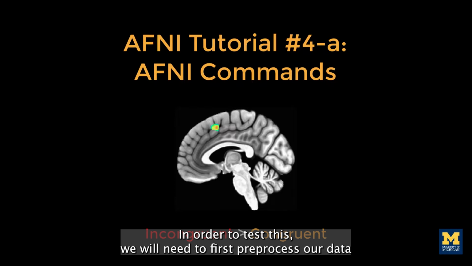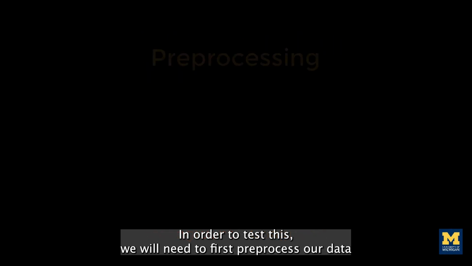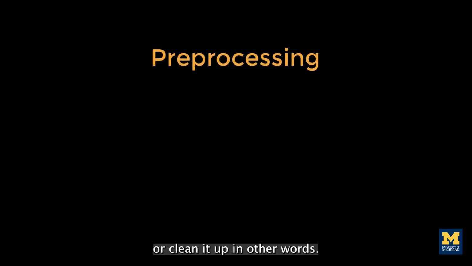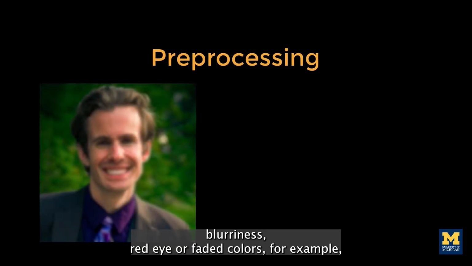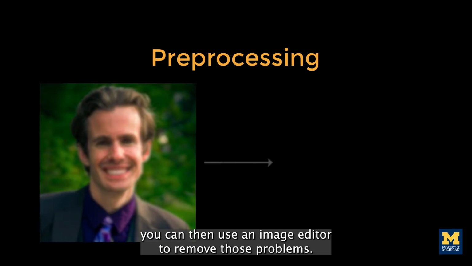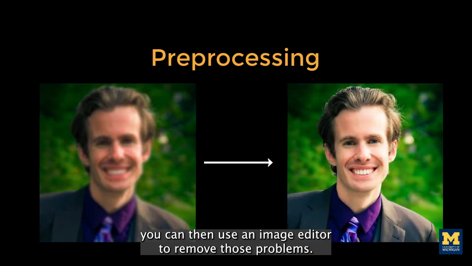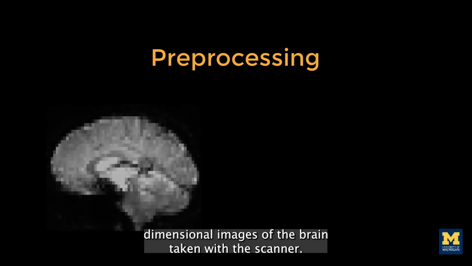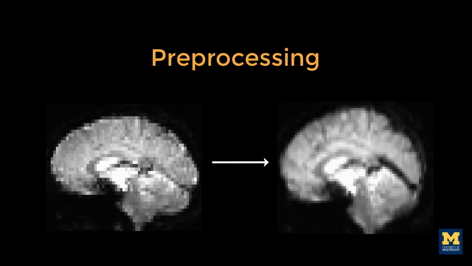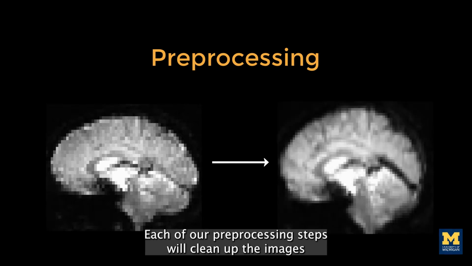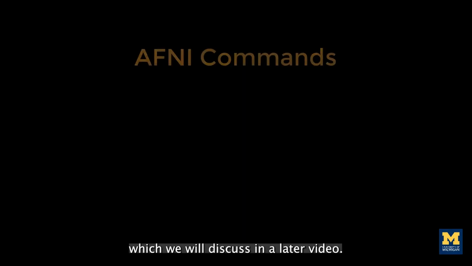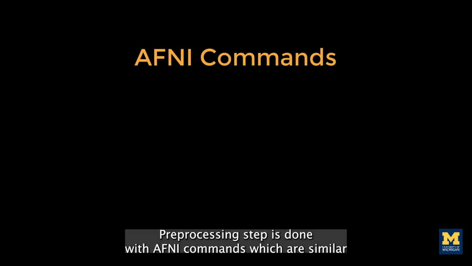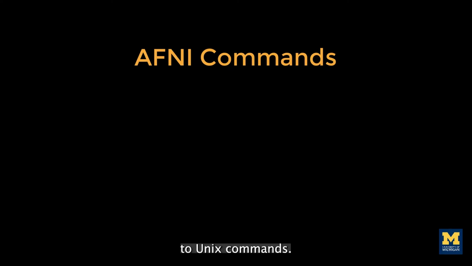In order to test this, we will need to first pre-process our data, or clean it up, in other words. If you've ever taken a picture and found problems with it, blurriness, red eye, or faded colors, for example, you can then use an image editor to remove those problems. We do the same thing with the three-dimensional images of the brain taken with the scanner. Each of our pre-processing steps will clean up the images and prepare them for statistical analysis, which we will discuss in a later video. Pre-processing is done with AFNI commands, which are similar to Unix commands.